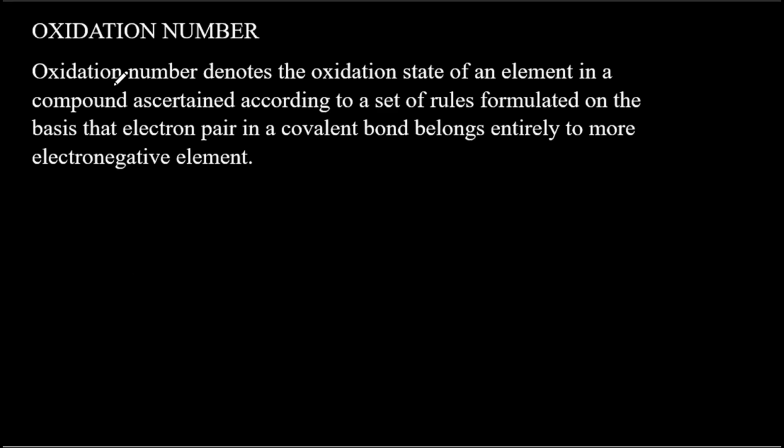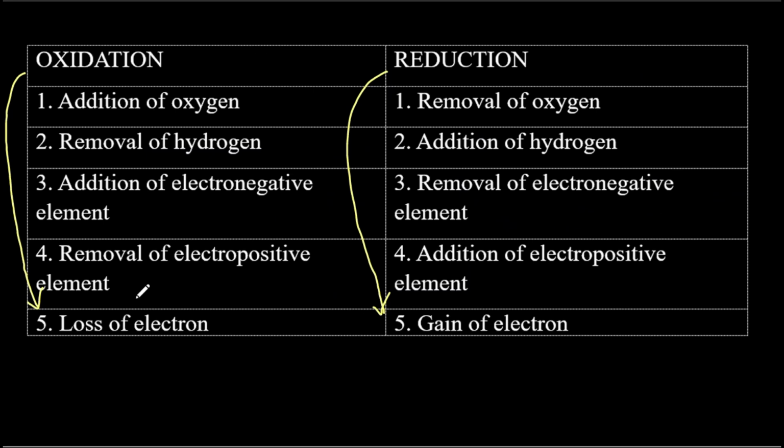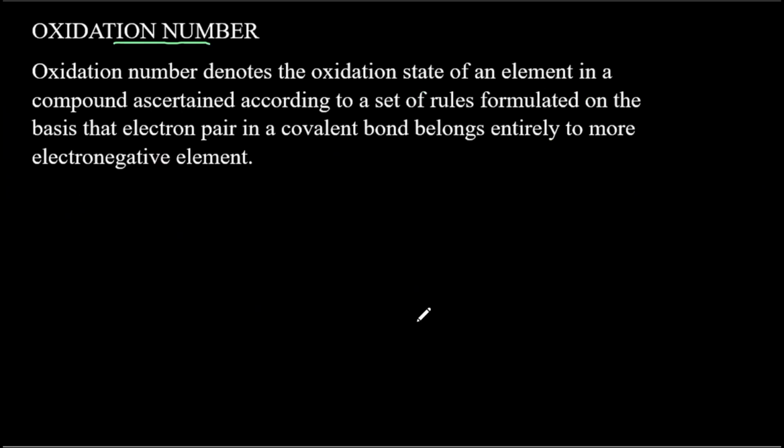Now, we are going to learn about oxidation number. So, up to this, we saw the different definitions of oxidation and reduction. The last and most recent definition which we saw is loss of electron for oxidation and gain of electron for reduction. Now, I want a numerical representation for the process of oxidation and reduction. So, I will explain it with a simple example.